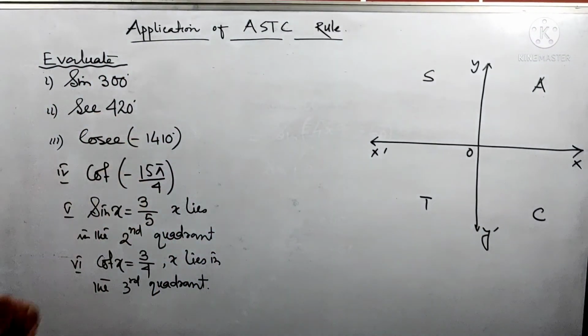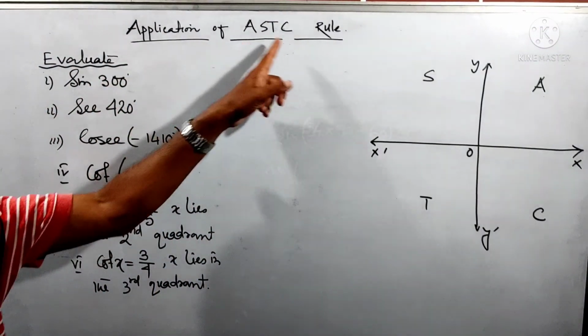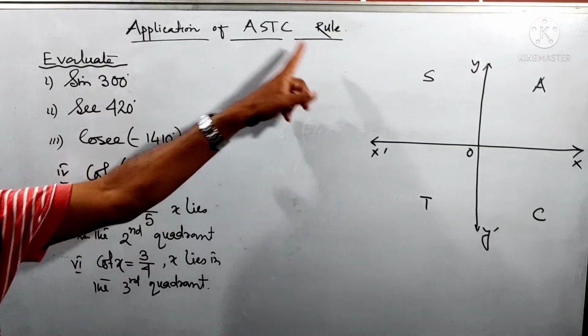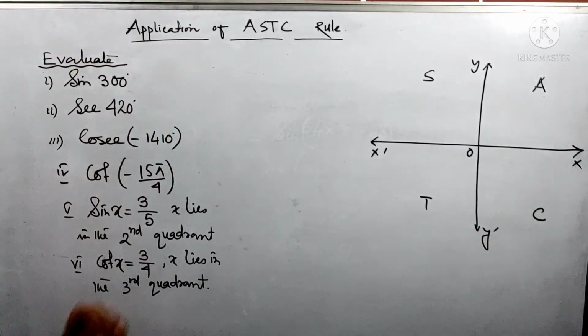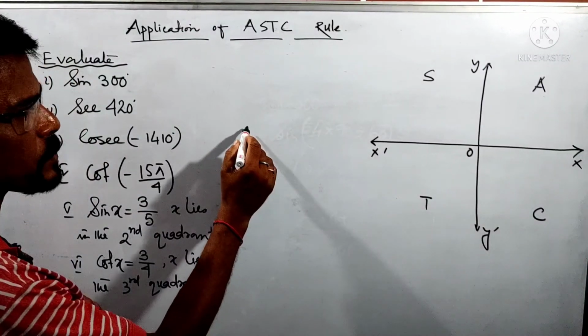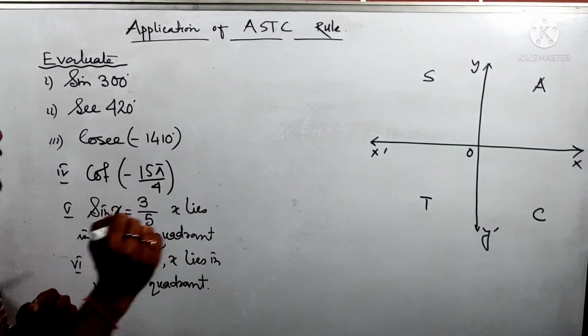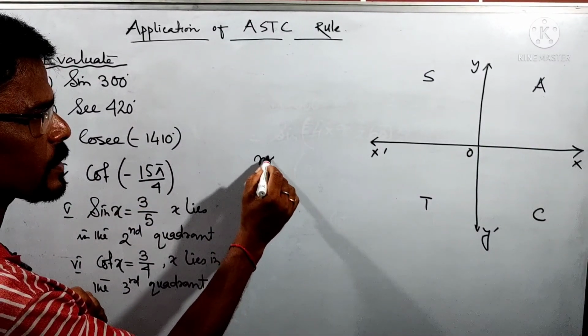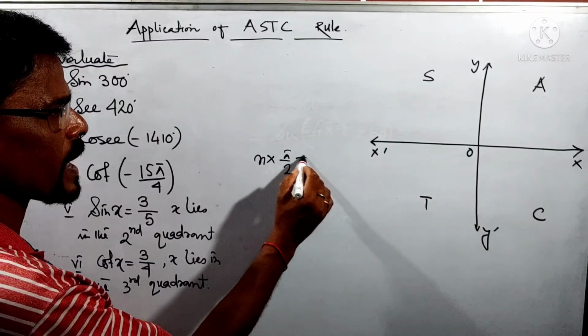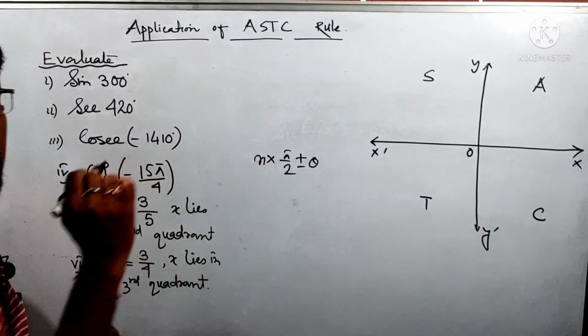So here is the application of the ASTC rule. To apply the ASTC rule, we can break the angle in two ways. One is an even multiple of 90 degrees and the other is an odd multiple of 90 degrees. Say n into pi by 2 plus or minus theta, where theta is the acute angle.